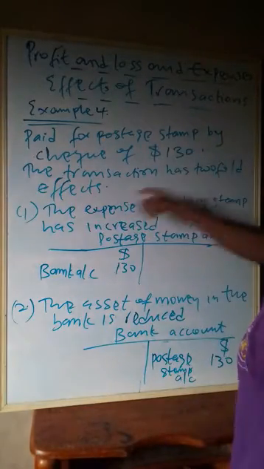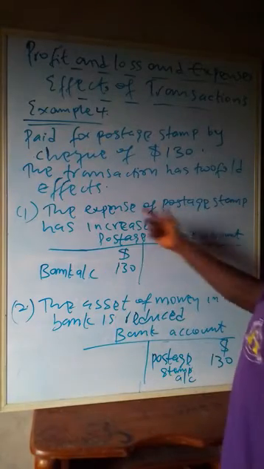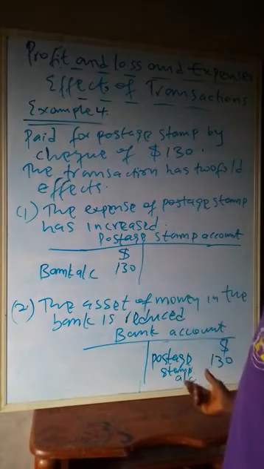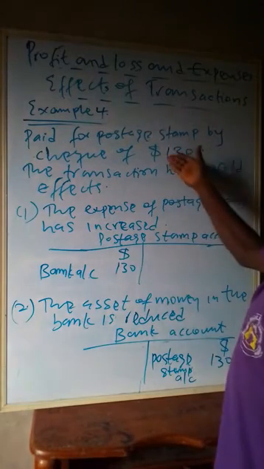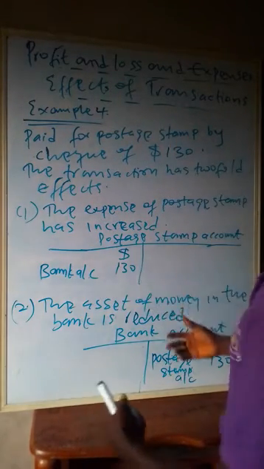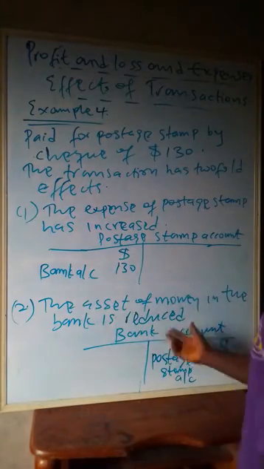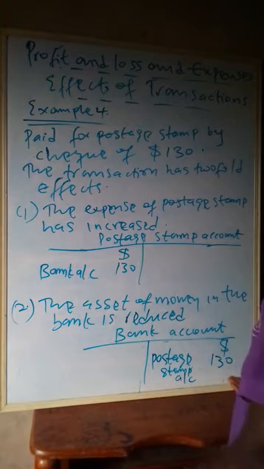The transaction has two-fold effects. The expenses of postage has increased. Postage stamp account, and that is bank account, $130. You debit, because that's the money. When expenses increase, what do you do? You debit. The asset of money in the bank is reduced. When assets reduce, what do you do? You credit. Postage stamp account.